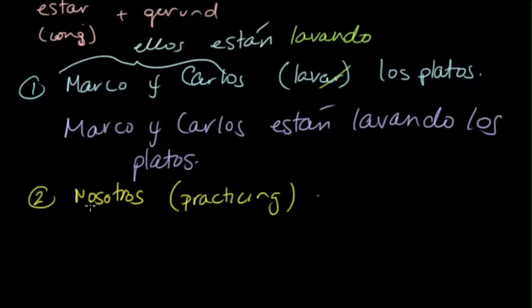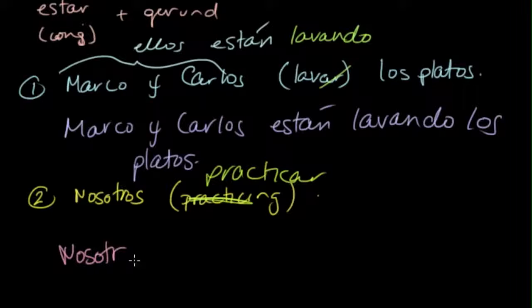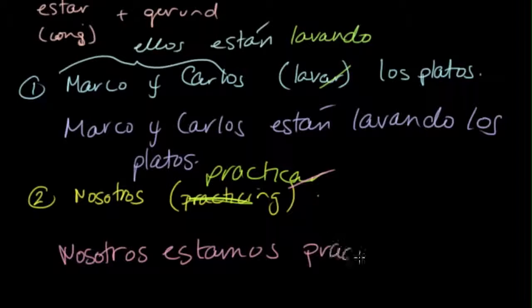Second example, nosotros practicar. Sorry, that's a total mess up. So what we do, we already have our subject pronoun, which means that our conjugation will be estamos. Nosotros estamos. And then we need the gerund of practicar, which means we drop this and add ando. So we have practicando. Nosotros estamos practicando. We are practicing.